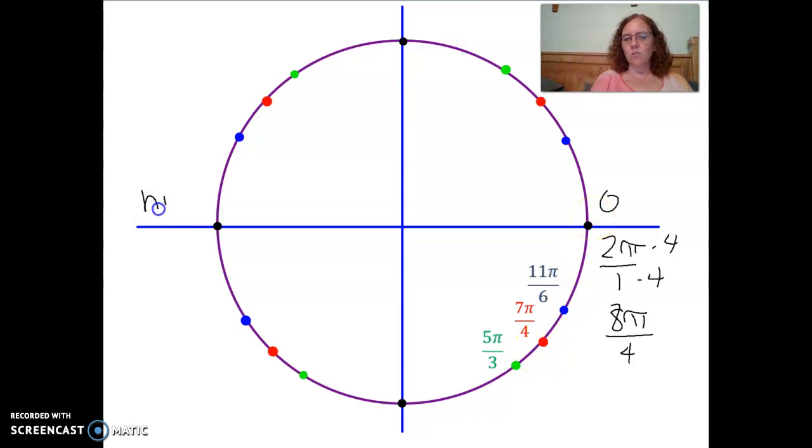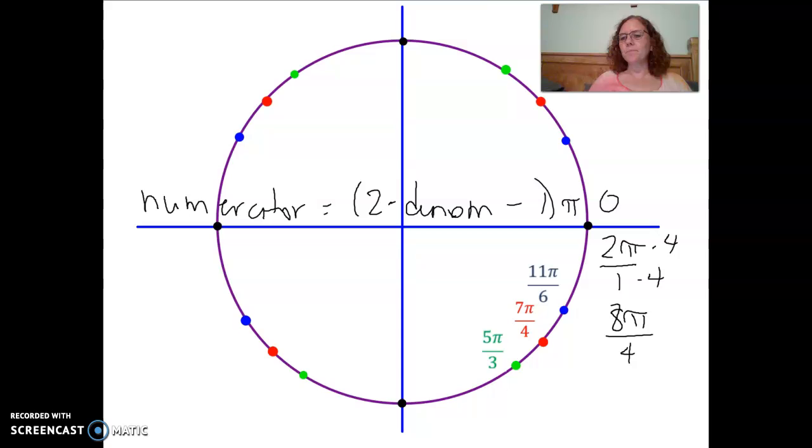Okay, so let's write that down. In the fourth quadrant, the numerator equals 2 times the denominator minus 1 times pi. All right, and I'll move that 0 out of the way so it doesn't mess you up. Okay, the numerator, 2 times the denominator minus 1 times pi. And this is the reason, because this time instead of trying to get to pi like we were over here at this black dot, we're trying to get to 2 pi at this black dot. So we take 2 pi, multiply, and subtract.